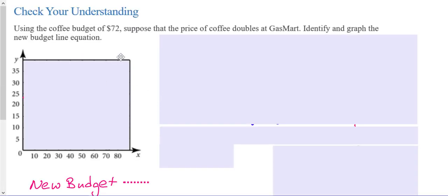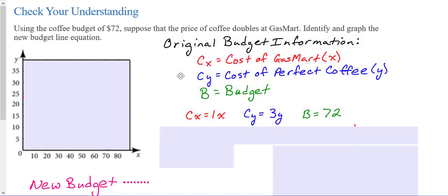In the last example, we want to use our coffee budget of $72, and we want to explore what happens if the price of coffee doubles at Gas Mart. And then we want to identify and graph the new lines. So the first thing I did was bring over the information from the previous example. So we're still using C of X for Gas Mart, C of Y for the Perfect Coffee Company. B was budget. Previously, C of X was 1X, C of Y was 3Y, and our budget was 72.